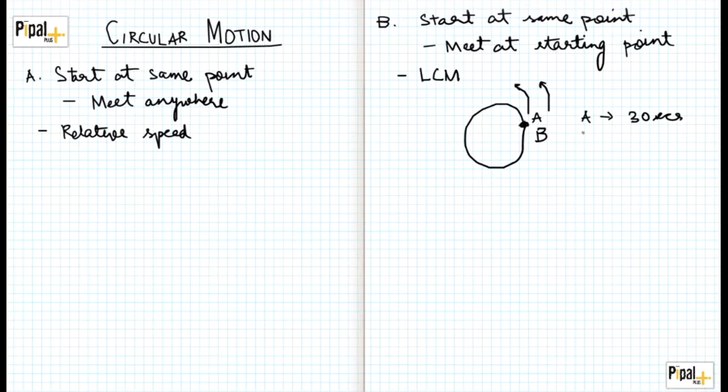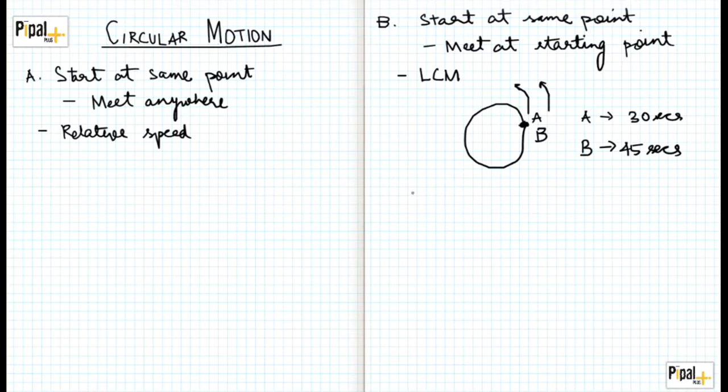Likewise, let's take for example B takes 45 seconds to complete this one full circle, right? That means B is going to be at the starting point at the 45th second, then at the 90th second, then at the 135th second and so on, right?